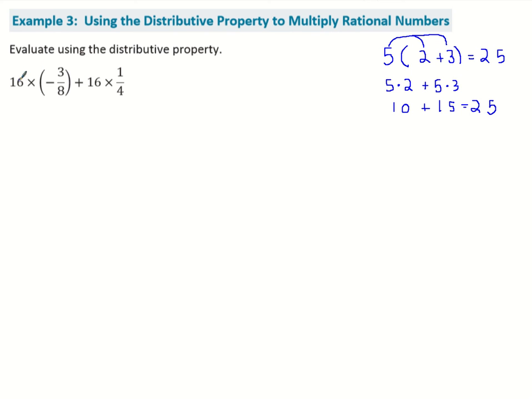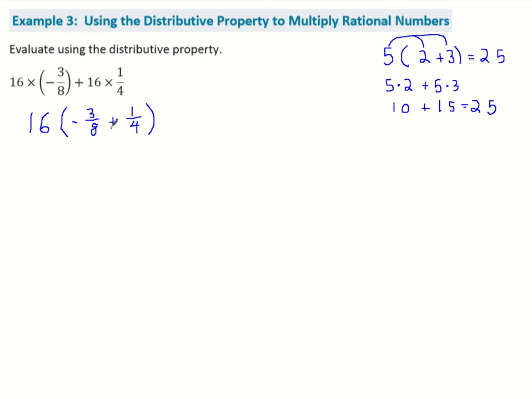So we notice that both of these sides are being multiplied by a 16. So that means that the number on the outside of my parentheses is going to be a 16. And on the inside of my parentheses, I'm going to have negative 3/8 plus the 1/4 that I have over here. Now, why would we want to do that? Well, it's so that we don't need to multiply by fractions twice. We can get rid of our fractions and only have one fraction and then multiply it.